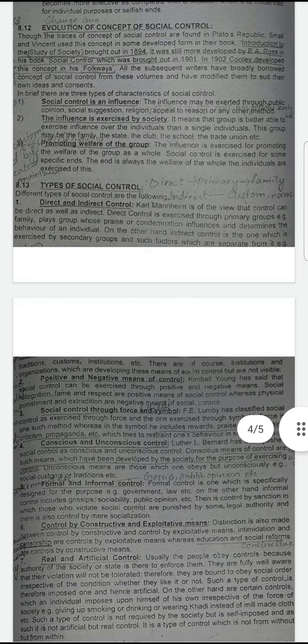The fifth type is formal and informal control. Formal control is one which is specifically designed for the purpose, for example, government law, etc. On the other hand, informal control includes gossip, sociability, public opinion, etc.